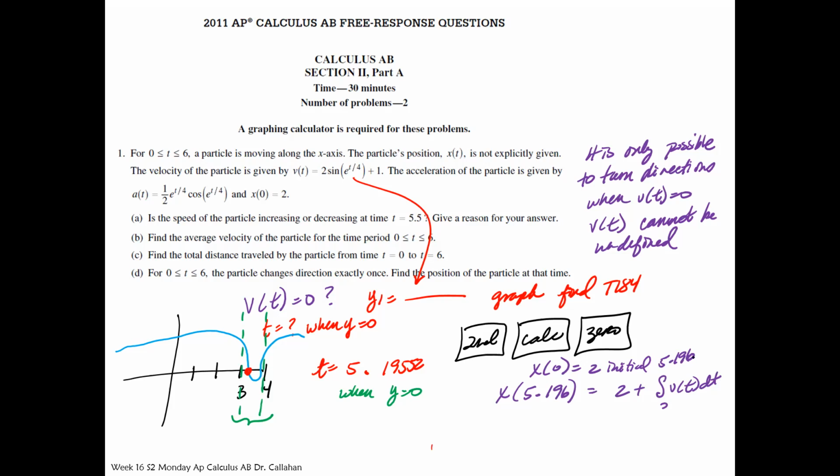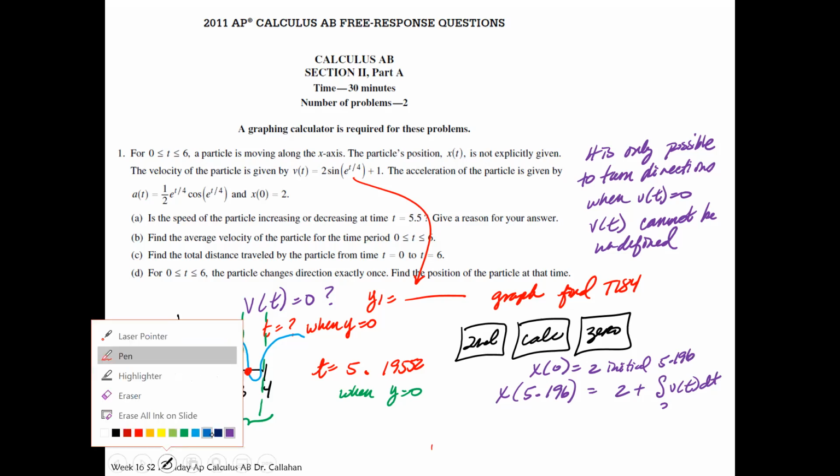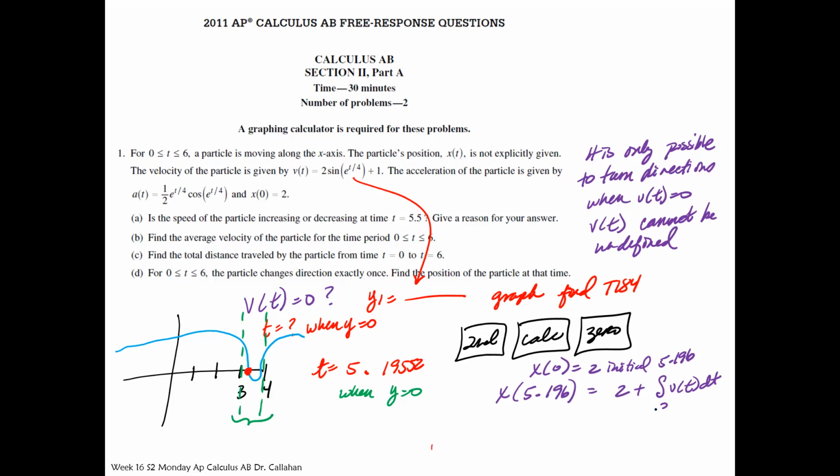So then once again, using your calculator, you're going to try to figure out what this piece is first. So we're going to go to math, sorry, not second math, let's erase that, just math. 9 for the integration. I'm going to put 0, and the upper bound is going to be 5.196.